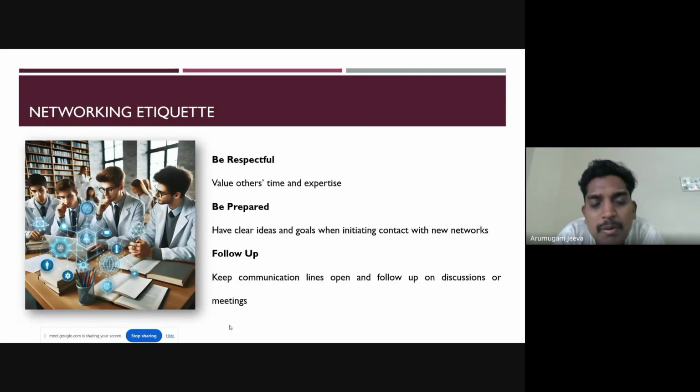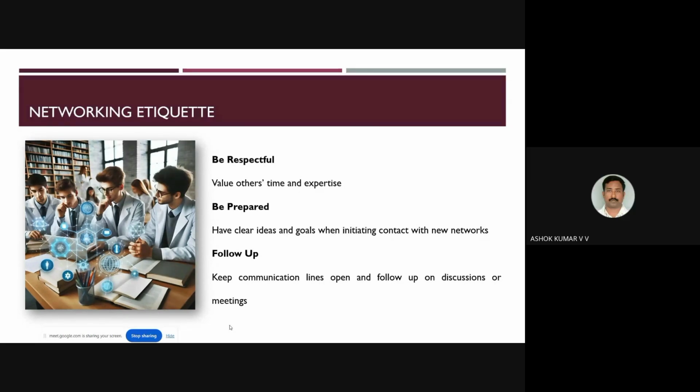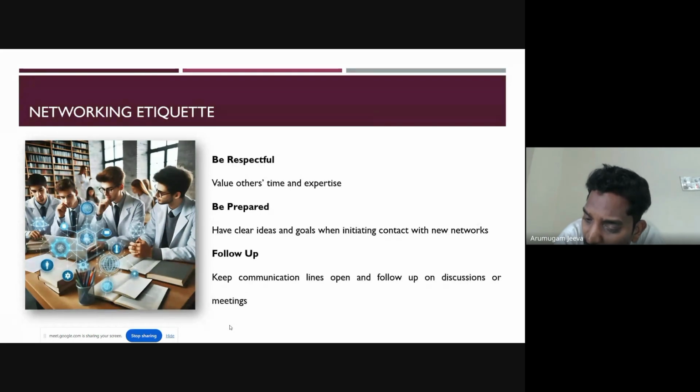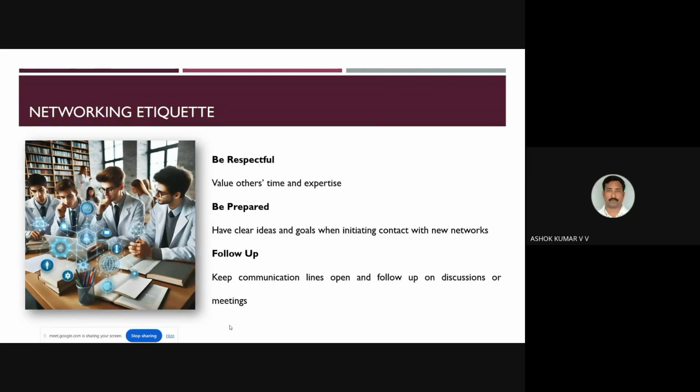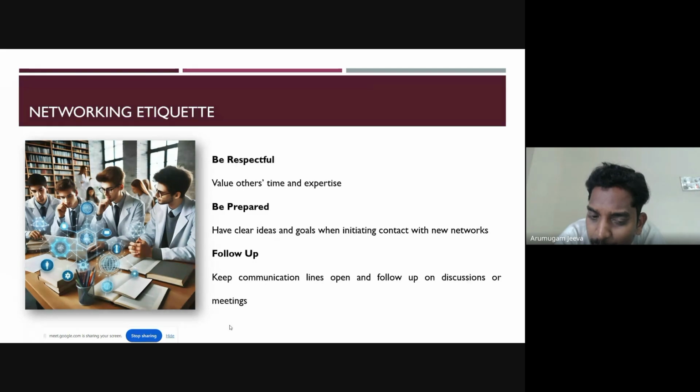One is we have to be respectful, and value others' time and expertise. We have to prepare. We should have a clear idea and goal when initiating contact with new networks. What purpose are we connecting with them for, and what is the initial purpose and scope? That should be very clear, and we need to prepare for that. And follow up. We have to keep communication lines open and follow up on discussions and meetings. It's not just an initial discussion. We need a proper follow up, which gives continuous effort and good results. This is the networking etiquette we need to follow.